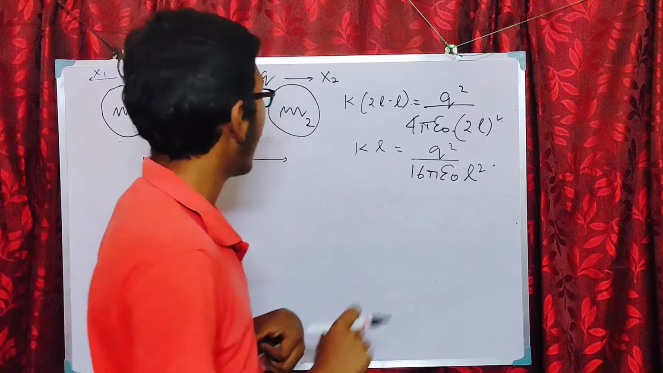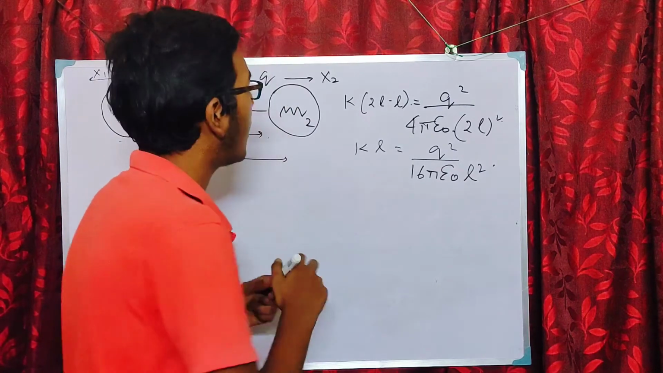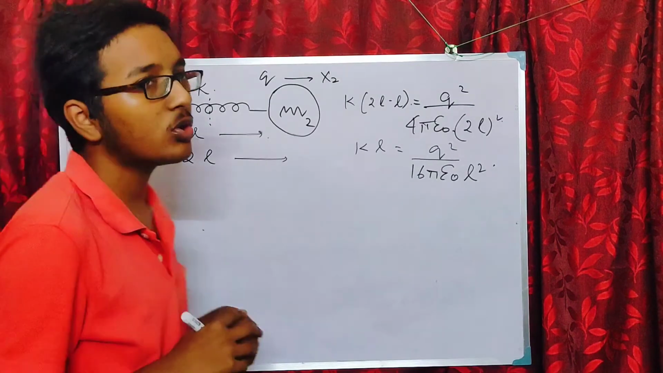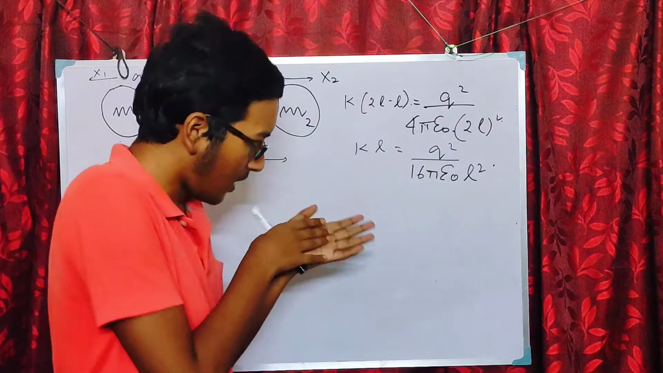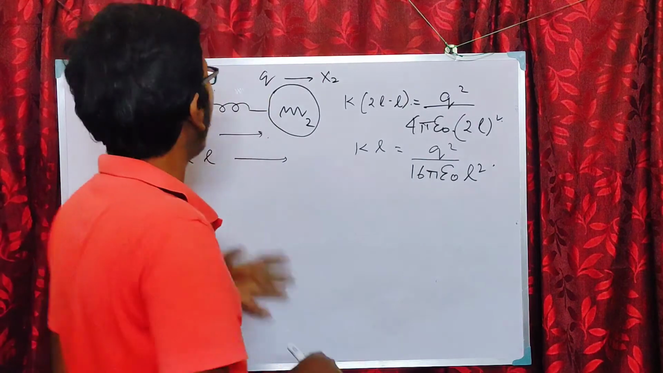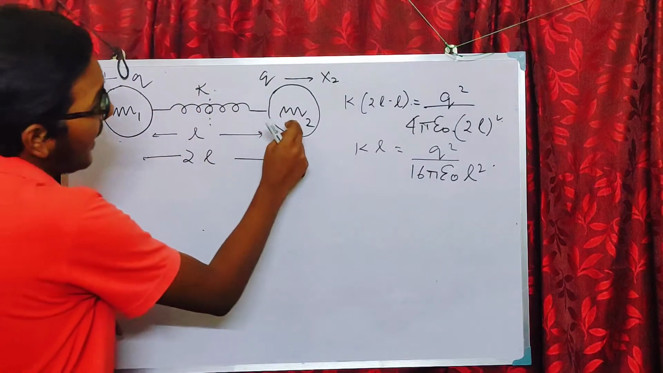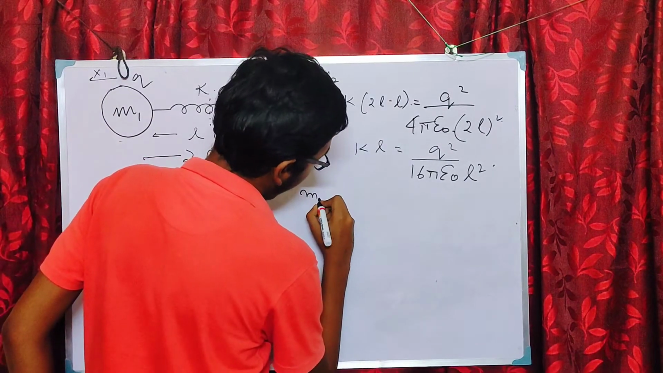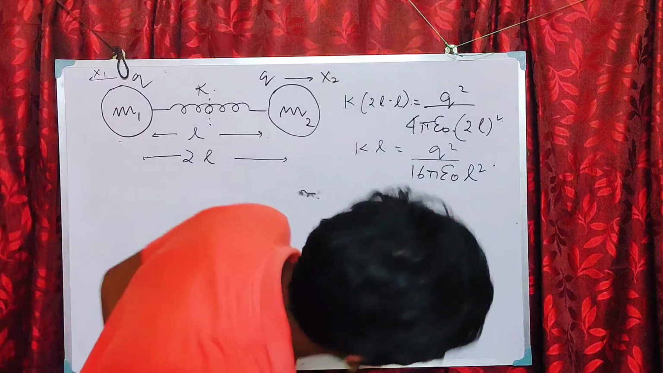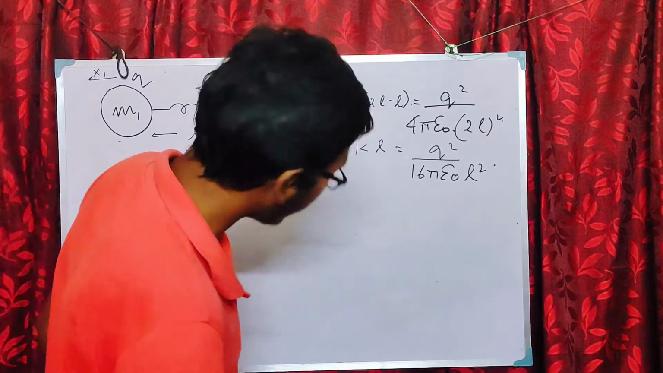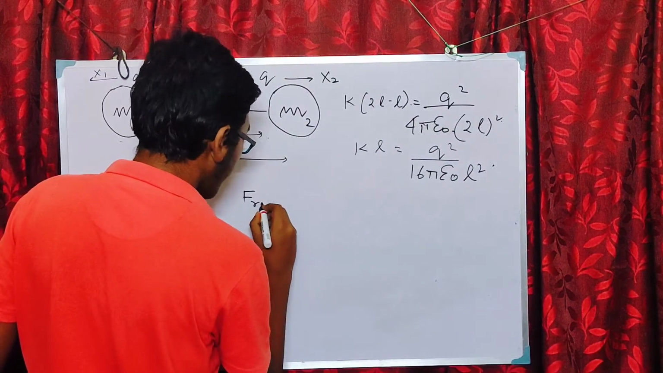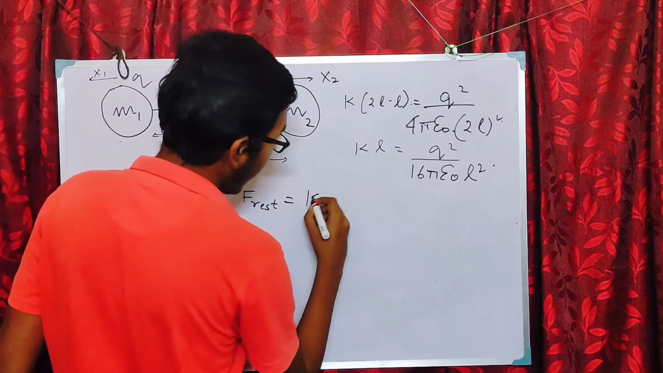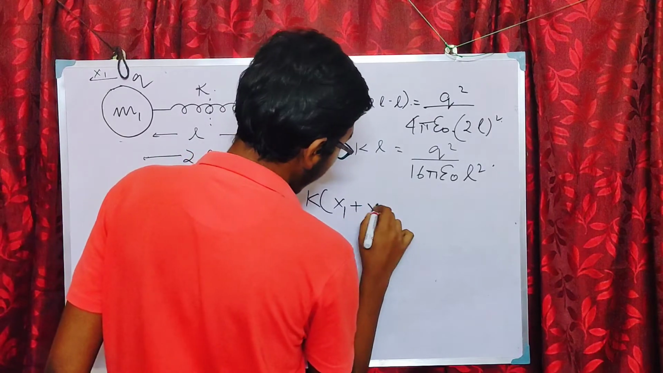Now in the first case we had analyzed the situation on M1, so to just deviate from it, for a change we write the equation on M2. So what do we write? The restoring force on M2. What would it be? It would be K into x1 plus x2.